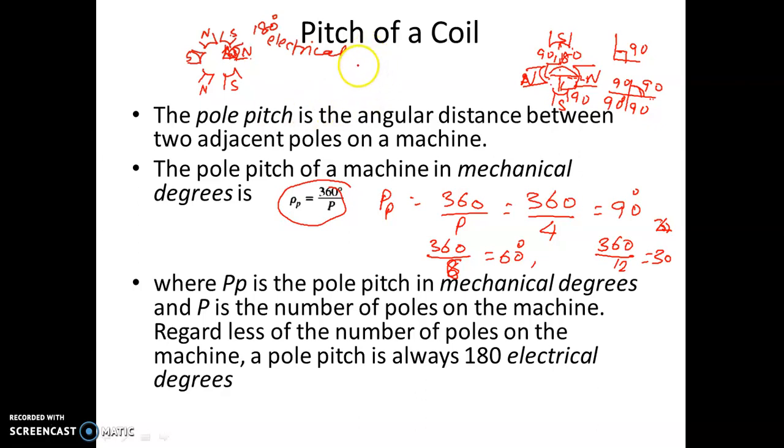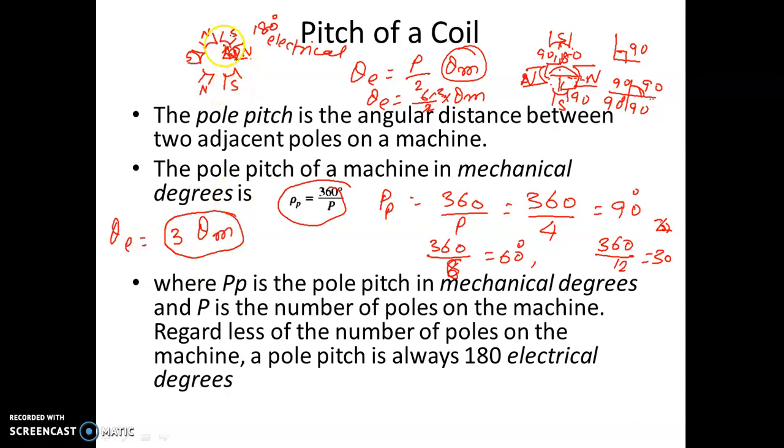So one formula, theta E equals P by 2 into theta M. This was our relation. Here how many poles? 1, 2, 3, 4, 5, 6. 6 poles are there. So 6 by 2 into theta M, which is 3. So the electrical angle theta E will be 3 times theta M. So if you give one complete mechanical rotation, a 360 degree mechanical angle, how much electrical angle will there be? 1080 degrees electrical.